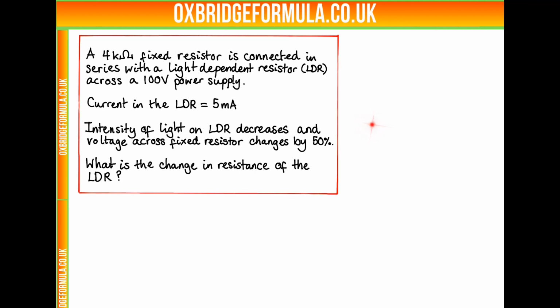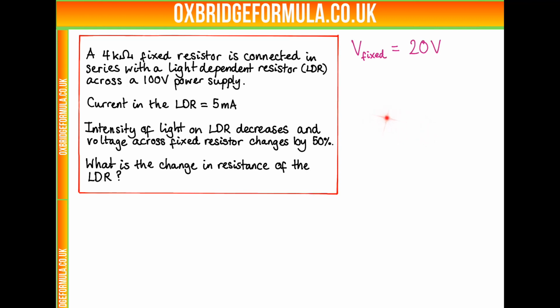So it might be a good idea to work with what we know for the fixed resistor in order to get some values and some relationships in terms of the resistance of the LDR. So we know the initial voltage of the fixed resistor is 20 volts because the 5 milliamps times 4 kiloohms. Why is this useful? Well, we're given information that it changes by 50% later, so this might be a good connection to have.